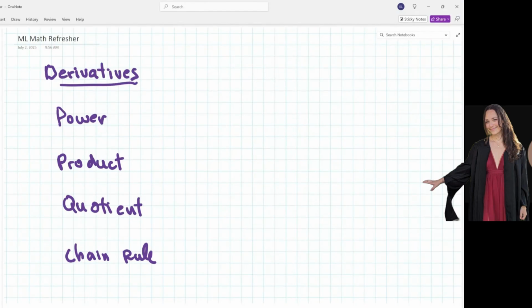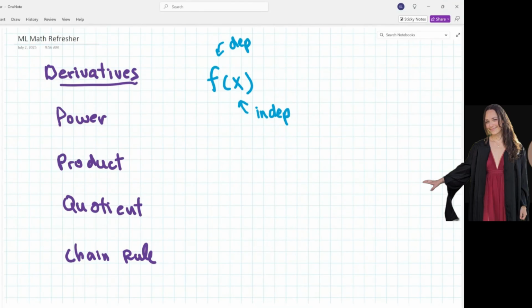Okay, so let's change up the colors. So first of all, we're going to start with function notation. I hope everyone's familiar with this. So we have f of x. Essentially, it means that we have some function, f, which changes with respect to x. So x is our independent variable, and f is our dependent variable.